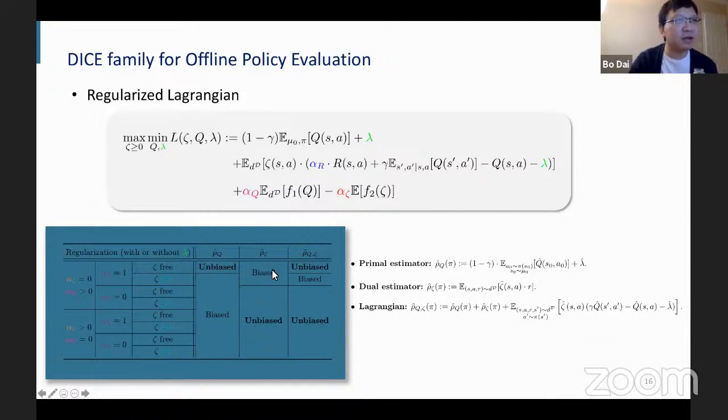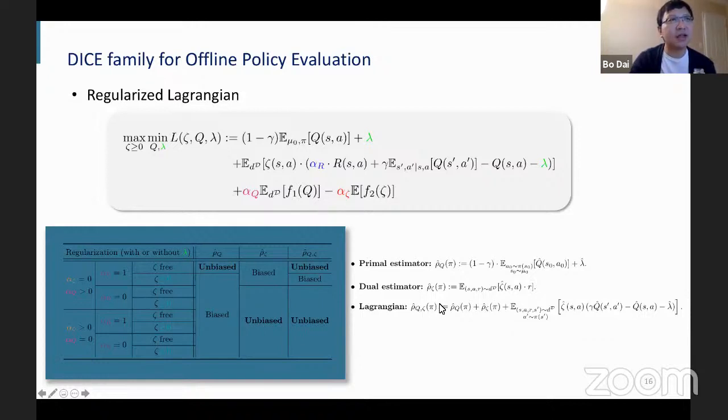But the biased part is not good enough. We mainly focus on the unbiased part. So, even if you have the regularizer, you can still choose some setting, some combination in this table, to make sure your solution is good enough. I mean, unbiased, asymptotically unbiased.